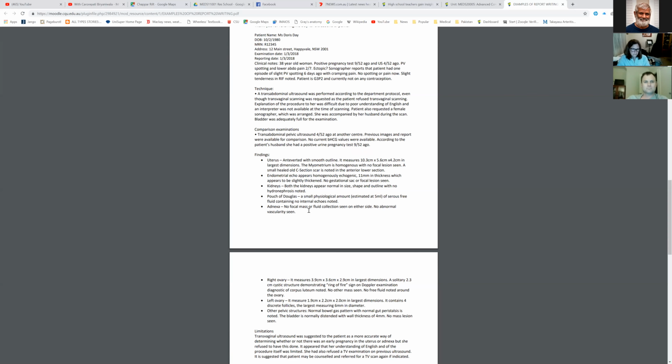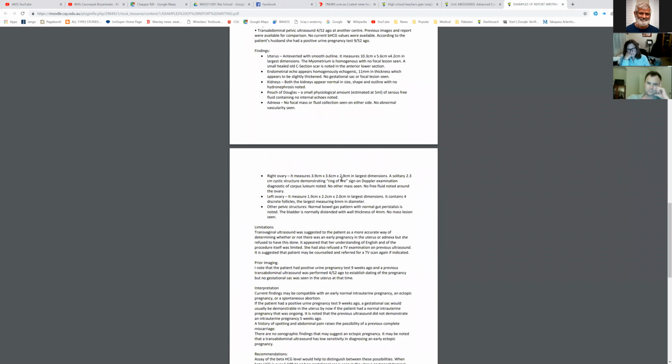Adnexa: no focal mass or fluid collection seen on either side, no abnormal vascularity seen. So all the signs of ectopic, I have said there's no mass, there's no fluid, there is no abnormal vascularity or gestational sac or whatnot. So I have excluded any ectopic there.